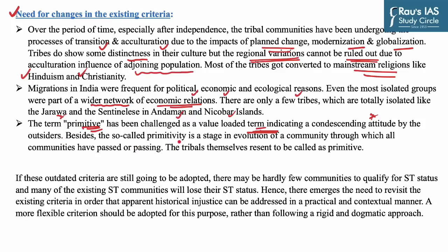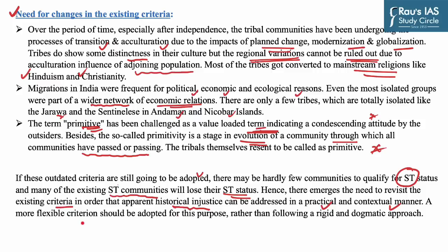Besides, the so-called primitivity is a stage in the evolution of a community through which all communities have passed or are passing. The tribals themselves resent being called primitive. If these outdated criteria are still going to be adopted, there may be hardly a few communities to qualify for ST status, and many of the existing ST communities will lose their ST status. Hence, there emerges the need to revisit the existing criteria so that apparent historical injustice can be addressed in a practical and contextual manner.